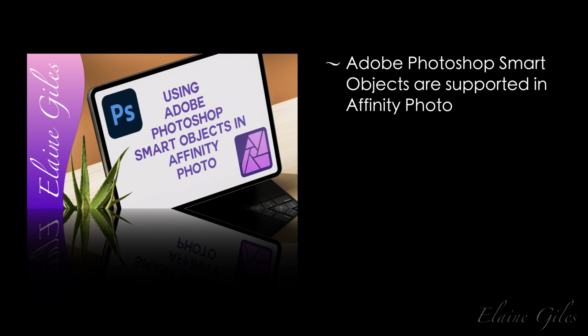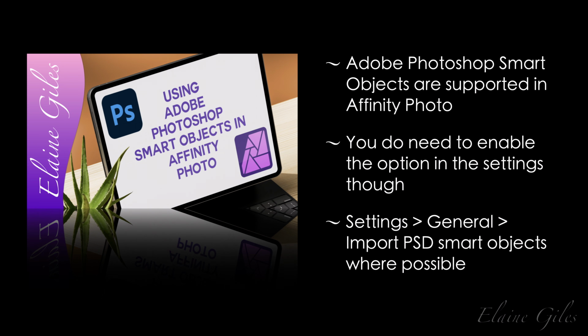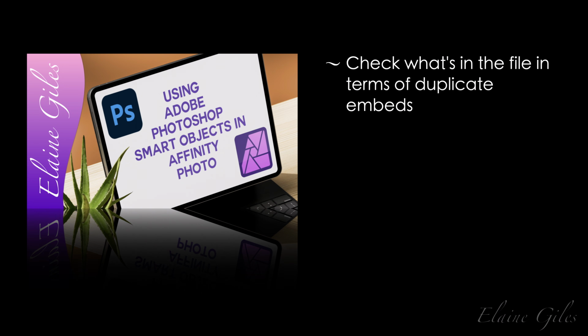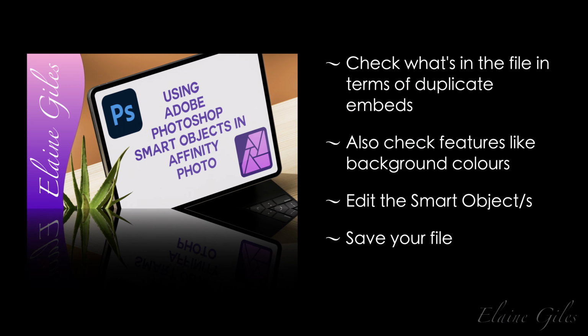Adobe Smart Objects are supported in Affinity Photo, but you do need to enable the option in the settings though, which you'll find at Settings General, Import PSD Smart Objects where possible. Then you need to check what's in the file in terms of duplicate embeds and also other features like background colours that you are easily able to change. Then you can edit the smart objects and save your file, and I would recommend saving it as an Affinity Photo file.